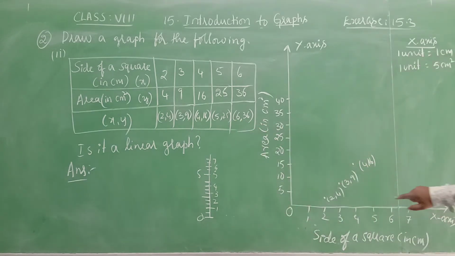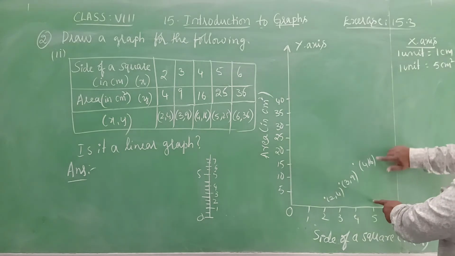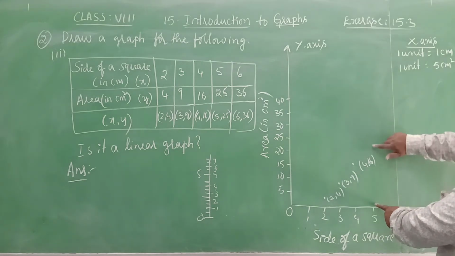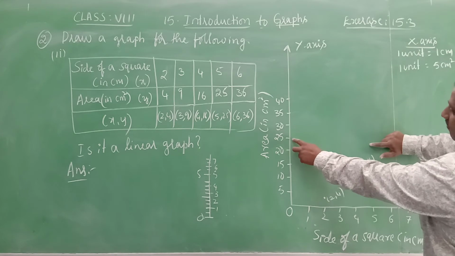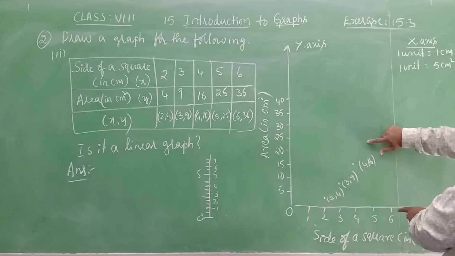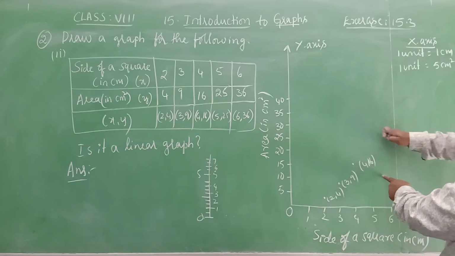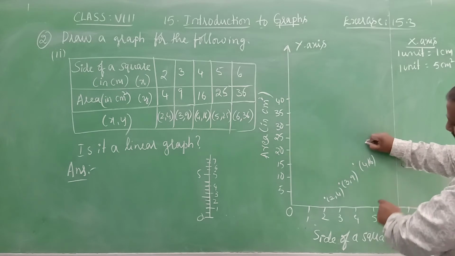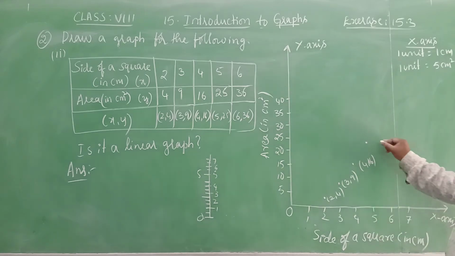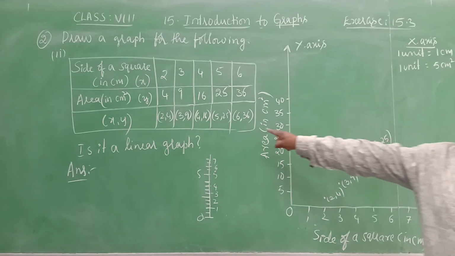5, 25. X is equal to 5 and y is equal to 25. You will get it approximately here. Clear? This gives you 5, 25. Next, 6, 36.